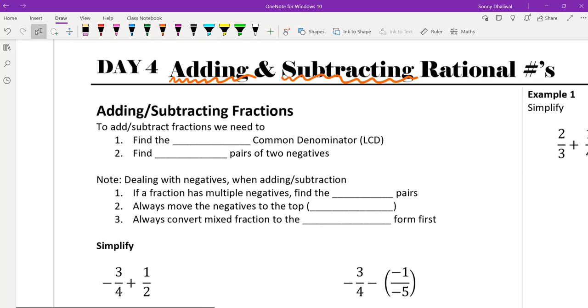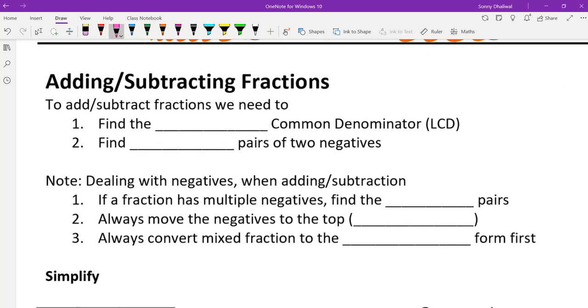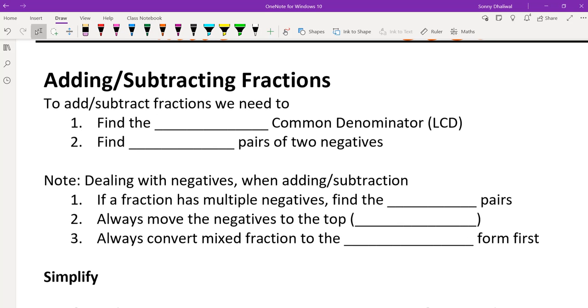Okay. Adding and subtracting rationals, fractions. When we're adding and subtracting, we need to find the lowest common denominator. So we need to make the denominators the same before we can add. And just like we did with multiplication, we find positive pairs of negatives. It's a little bit trickier with adding and subtracting, and we'll go over those.